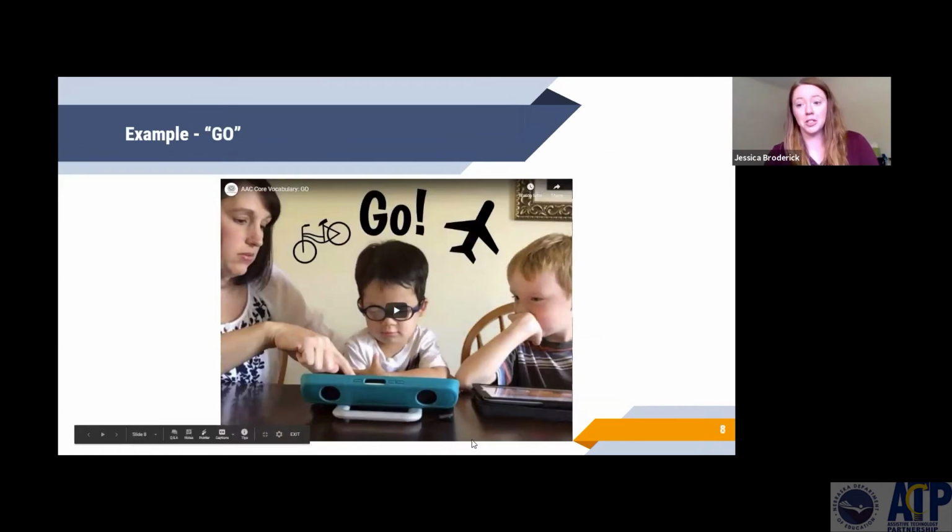This one, I'm sorry, is just adorable. I don't know if these are brothers or just friends or what's going on here, but the little guy on the right-hand side of your screen is talking to this other little guy about all the things that can go. And you can see that the adult on the left-hand side is modeling that on this little guy's device.